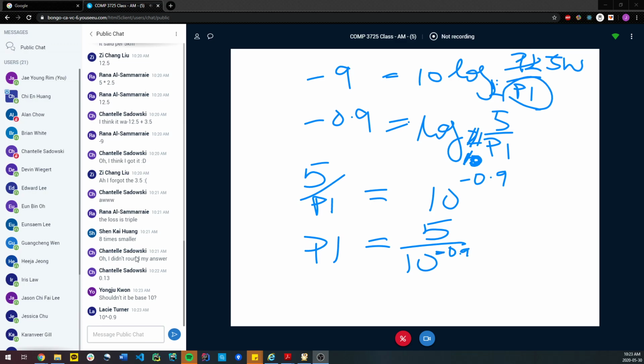It's really difficult to write. Which is roughly 0.125, so 5 divided by that, you're going to get 39.7 watts.